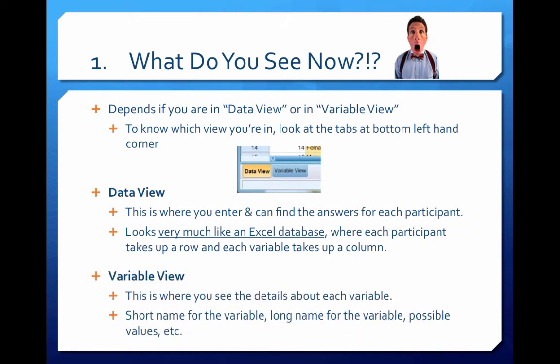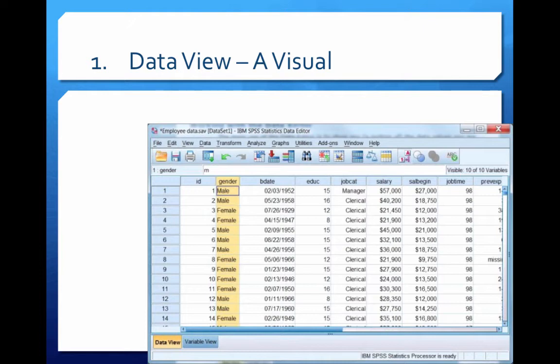When you're in variable view, this is where you're going to see details about each of your variables. And you're going to see that you can have all sorts of information and details about your variables. So here's just a really nice snapshot of the data view. Looks pretty similar to an Excel file. Down here we can see that we are in data view. It's highlighted in yellow.